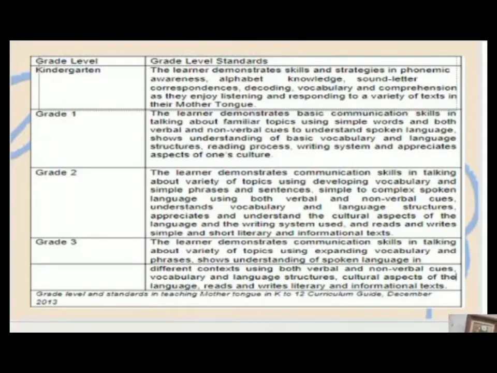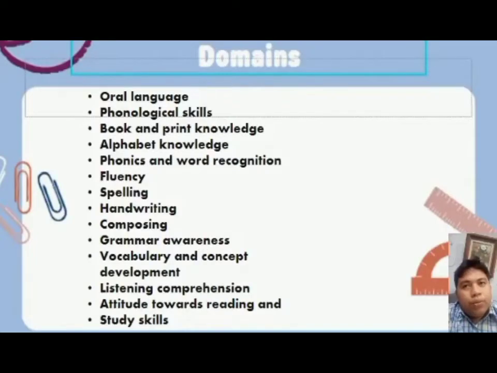As I said, the domains in the curriculum guide in Mother Tongue are being used as the standards in teaching grades 1 to 3. So here are the domains. Here, as you see, the 13 domains. The advantage of this grades 1 to 3 key standard table is for the teacher or the practice teachers to be guided on what standard to be followed in teaching grade levels.